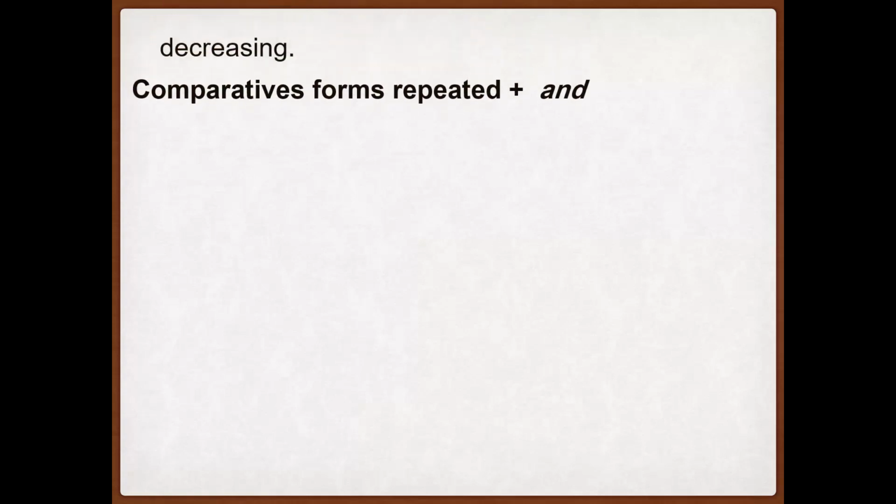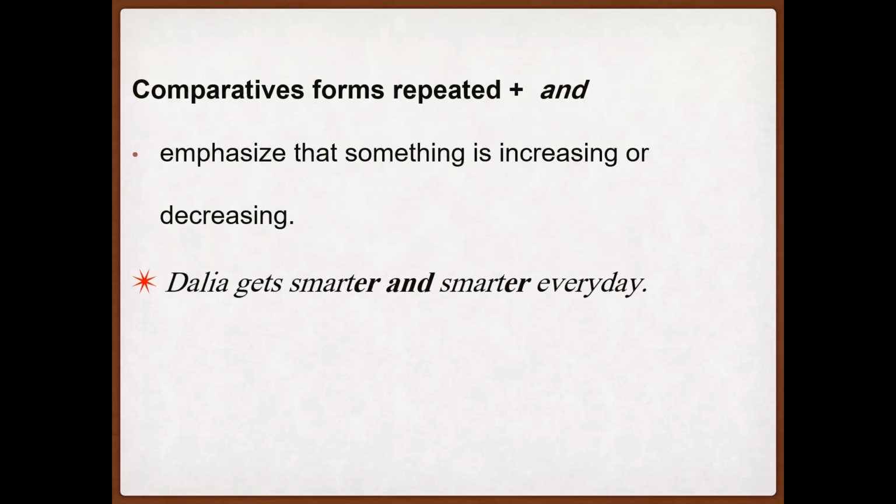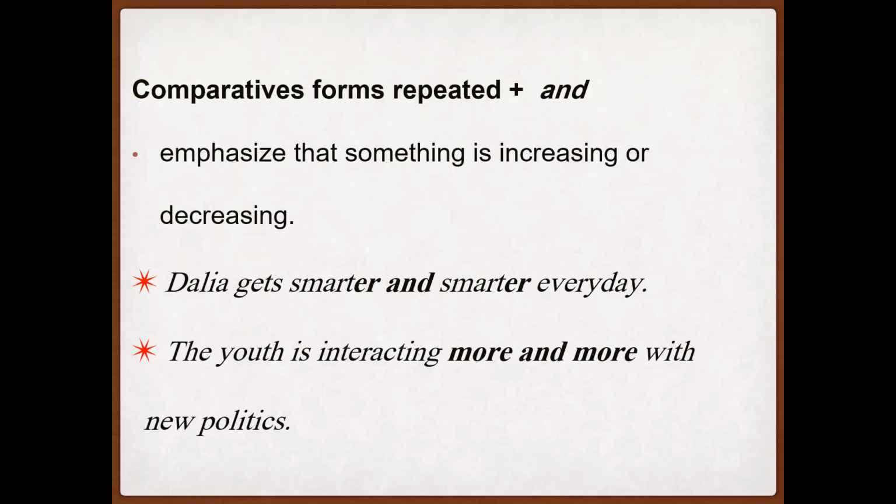We use comparative forms repeated with and to emphasize that something is increasing or decreasing. For example, Delia gets smarter and smarter every day. The youth is interacting more and more with new politics.